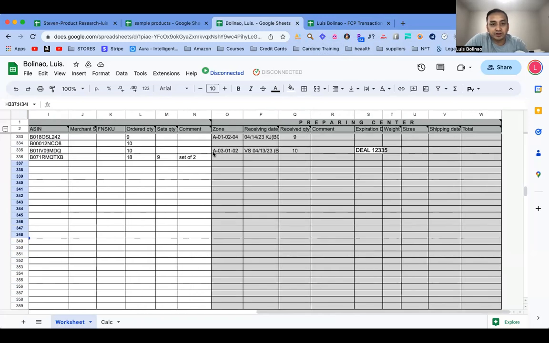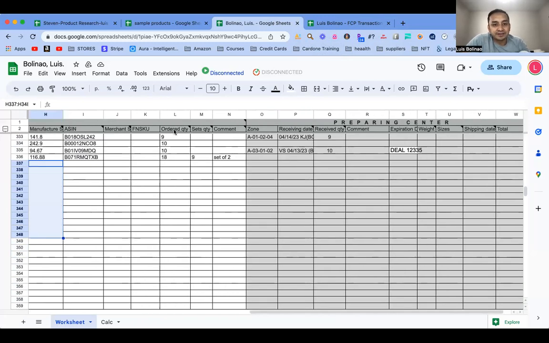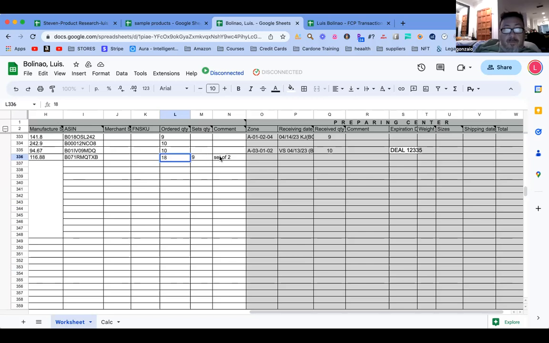your product numbers, and then here on this side, you're using eSell, right? Are you using eSell or the other one? eSell. Okay. So you type in your number of pieces here. So 18 pieces, and then it's a pack of 2. So set of 2, 9 units.